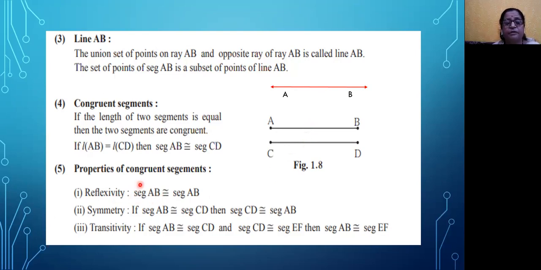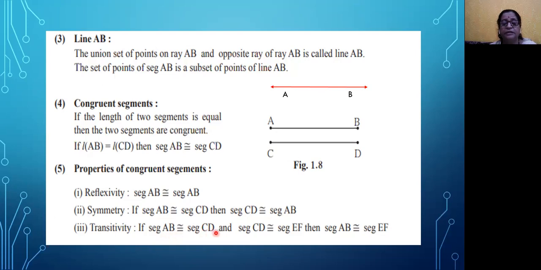Then next, the properties of congruent segments. Reflexivity: segment AB is congruent to segment AB, meaning a segment is congruent to itself. The next is symmetry. We are comparing two segments, AB and CD. If segment AB is congruent to segment CD, then segment CD is congruent to segment AB.